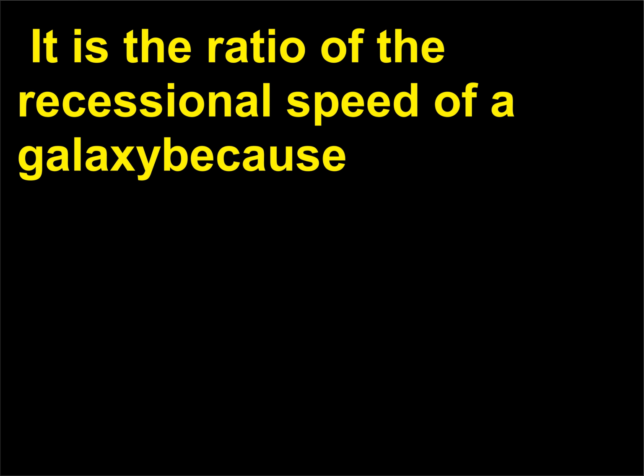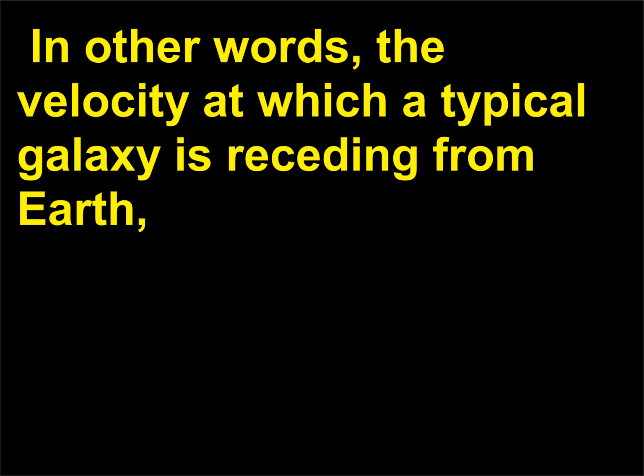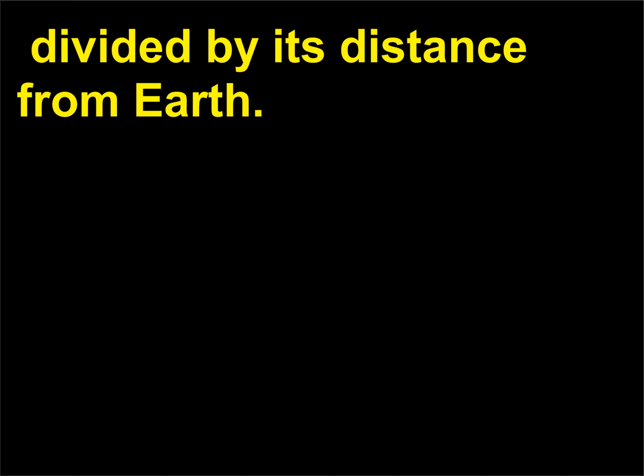It is the ratio of the recessional speed of a galaxy, because the universe is expanding, to its distance from the observer. In other words, the velocity at which a typical galaxy is receding from Earth, divided by its distance from Earth.